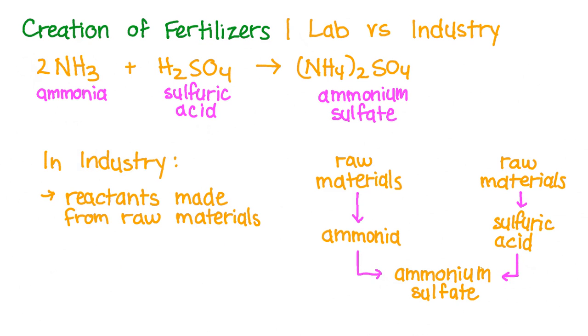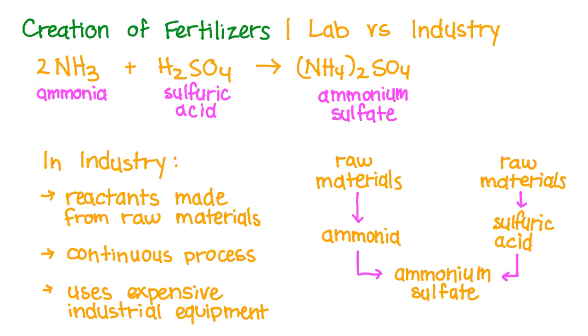When we perform this reaction in industry, there's no need to purchase the reactants from a chemical supplier. Instead, we can create them directly from their raw materials. As long as the plant where the fertilizer is being made is running, these fertilizers can be created continuously. There's no need to create them in batches like we would if we were in a lab. But in order for this to happen, the plant needs to use expensive industrial equipment.